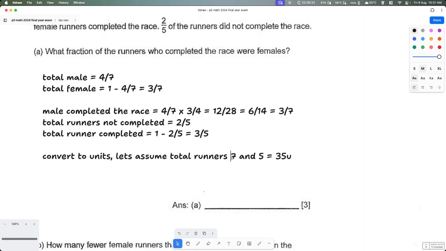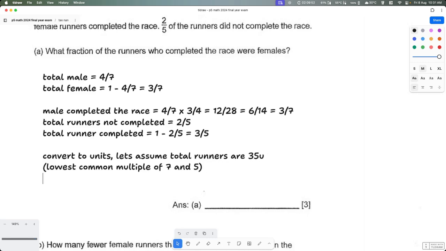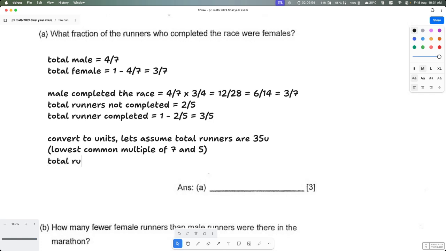Runners, in this case, the lowest common multiple of 7 and 5 is 35. Let's assume total runners are 35 units. Okay, so from here, total runners completed units is equal to 3 out of 5 times 35. This will be 21 units.